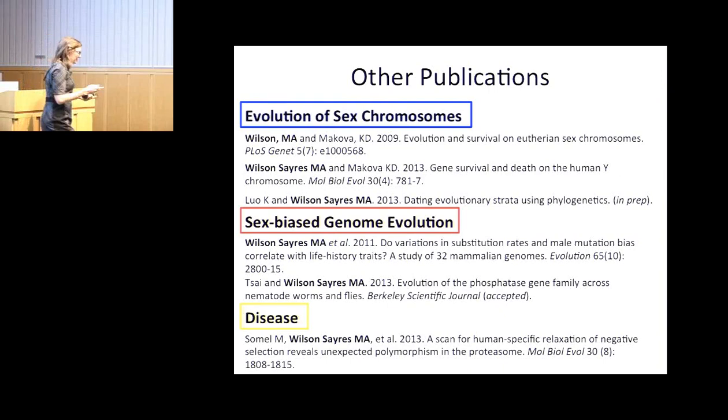Now there's 36 mammalian genomes and an outgroup that we could extend it to. But we can read all those papers later.